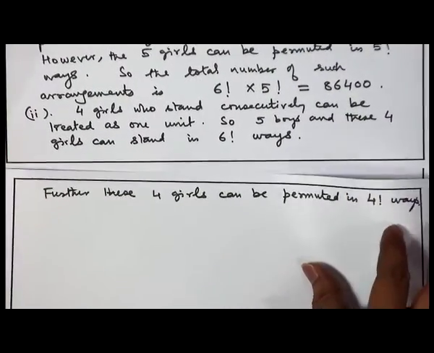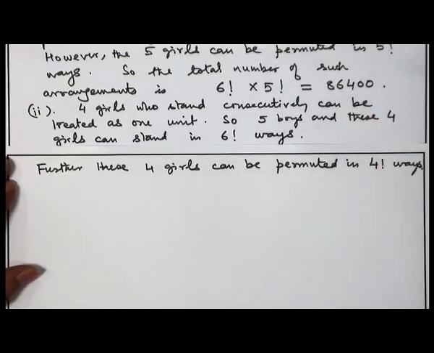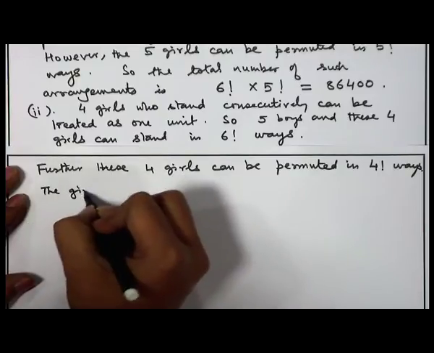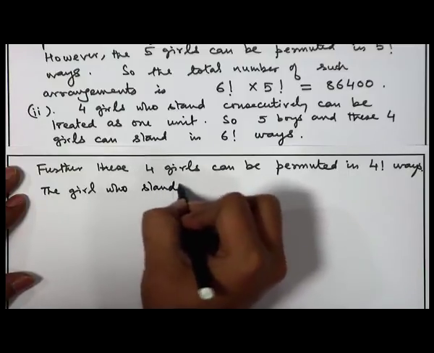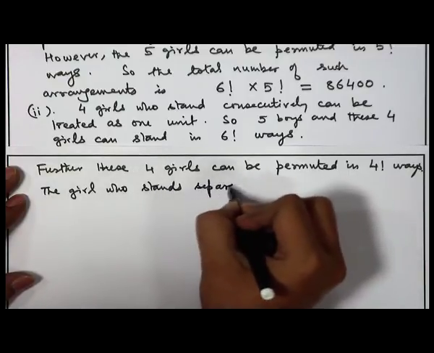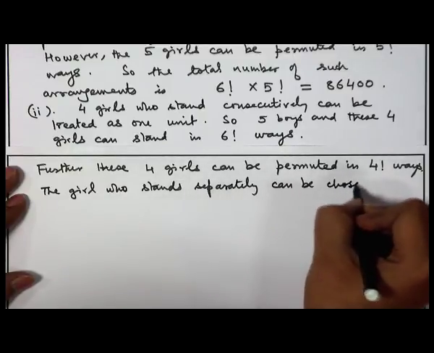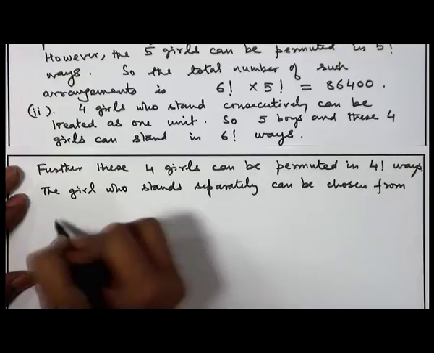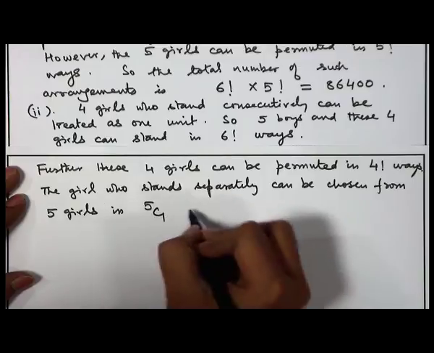Another thing is that out of the 5 girls, we have chosen 4 girls to stand together and 1 girl is separate. So, that can be chosen in either 5 C 1 or you can say 5 C 4 ways. The girl who stands separately can be chosen from 5 girls in 5 C 1 ways.